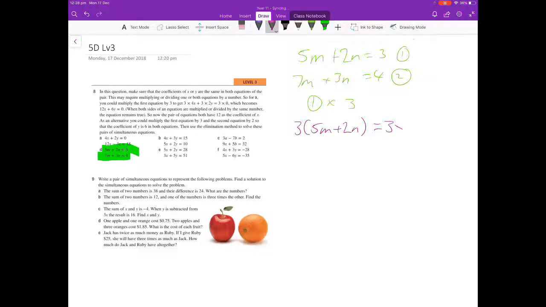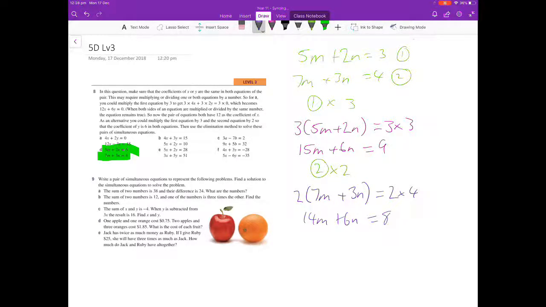Everything gets timesed. 15m plus 6n equals 9. Now let's grab equation number 2, jump over to a little bit of purple in a second, and times it all by 2. Everything on the left and everything on the right times by 2. So we end up with 14m plus 6n equals 8.